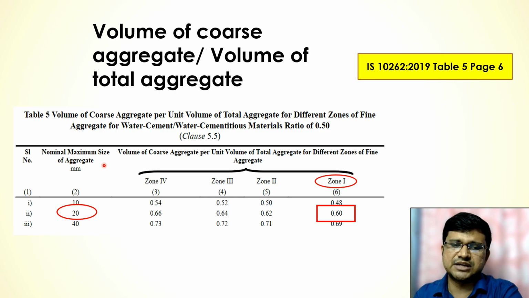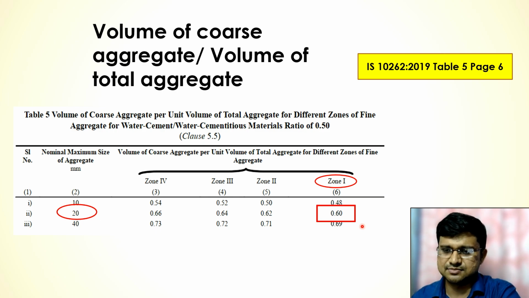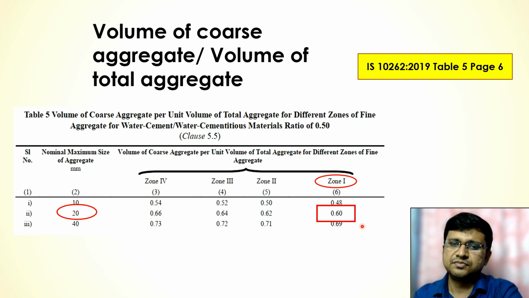Now our nominal maximum size of aggregate is 20 mm and our zone of fine aggregate is zone 1. So zone 1 and nominal maximum size of aggregate 20 mm. So our value is 0.60. 0.60 is the value of volume of coarse aggregate by volume of total aggregate if the water cement ratio is 0.50, which is not our case. But if water cement ratio is 0.50, at that time the volume of coarse aggregate by volume of total aggregate will be 0.60. That means 60%. So 60% will be coarse aggregate, rest 40% will be fine aggregate.